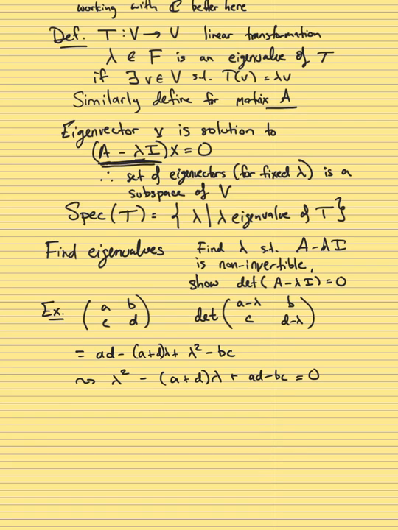Now, here is just something to know. Here you have the usual determinant of the matrix that you started with, and here you have the trace. So the formula you get, by the quadratic formula, is lambda equals trace plus or minus the square root of trace squared minus 4 times the determinant, all over 2.